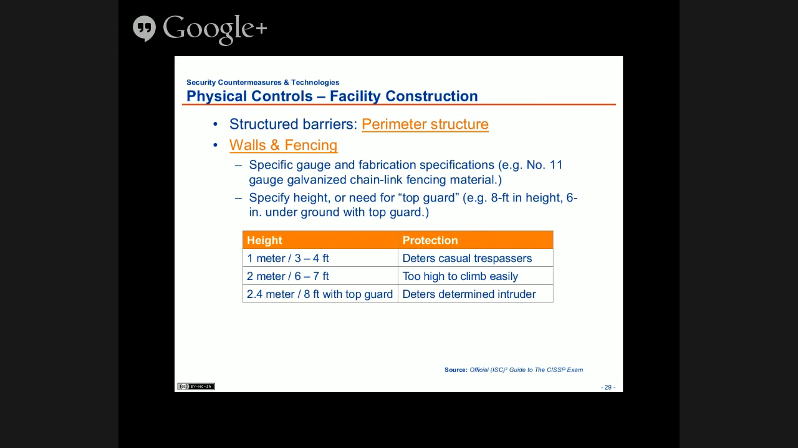All right, so in terms of structural barriers, perimeter structure, walls and fencing, basically specify gauge and fabrication specifications, specify height or need for a top guard. And so here are just some examples of galvanized chain link. And then here it's talking about the height and the associated level of protection. So this is saying, okay, you have 1 meter to 3 to 4 feet, which deters casual trespassers. But if you have 2.4 meters to 8 feet with the top guard, this deters a determined intruder. And then of course the item in the middle is essentially just too high to climb easily.